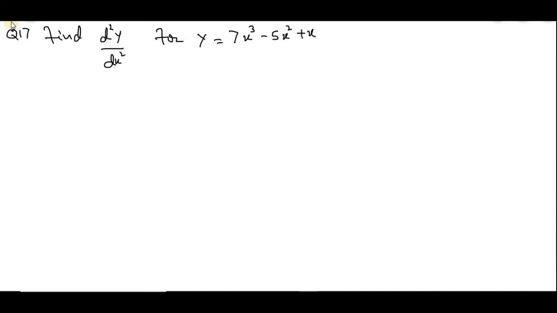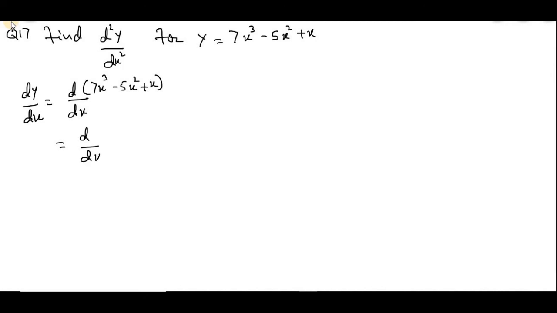Now question number 17, find d square y by dx square, which means we have to find the second derivative for the given function y is equal to 7x cube minus 5x square plus x. Now how to find the second derivative? We will first find the first derivative and then we will find the second derivative. So first of all, dy by dx is equal to d by dx of 7x cube minus 5x square plus x.